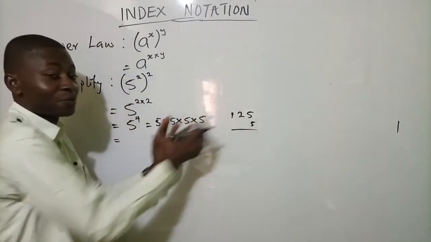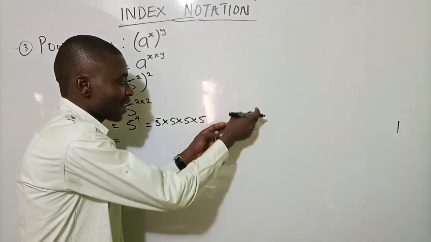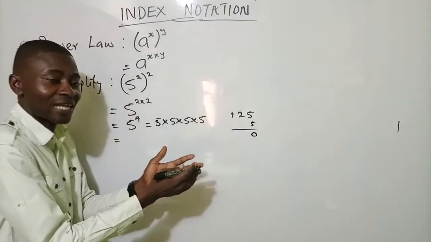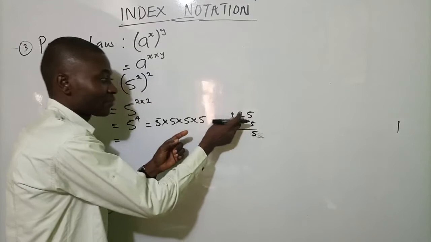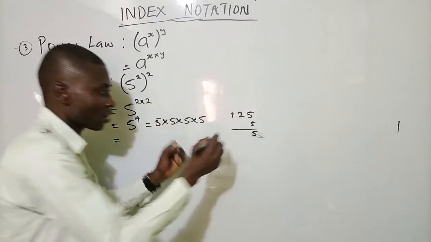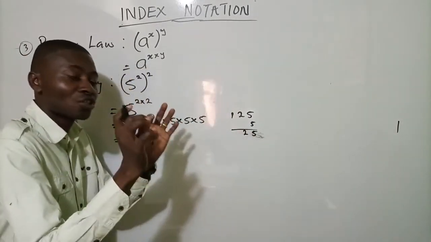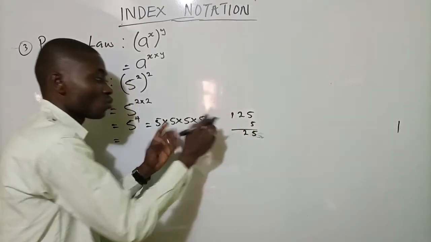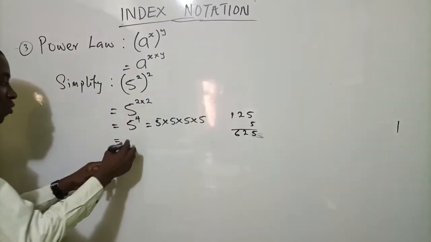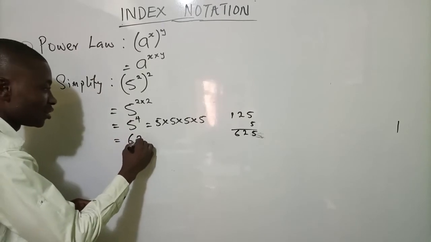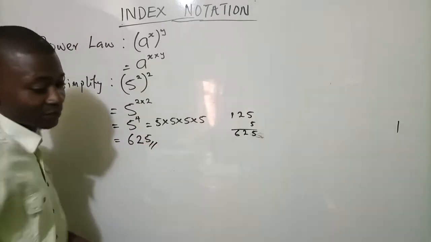Let's bring multiplication back now quickly. 5 times 5 is what? 25. You write down 5, carry 2. 5 times 2, 10 plus the 2, 12. You write down 2, carry 1. 5 times 1 is 5, plus 1, 6. So 5 raised to the power of 4 will give us 625. That is it.